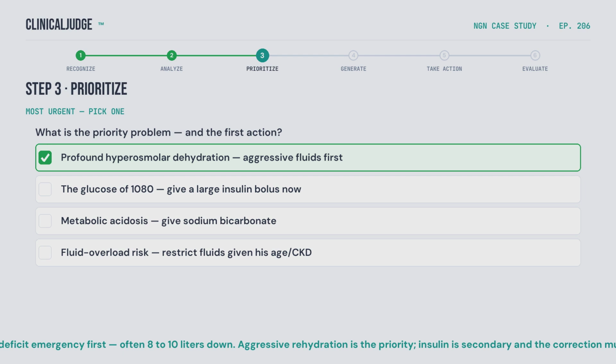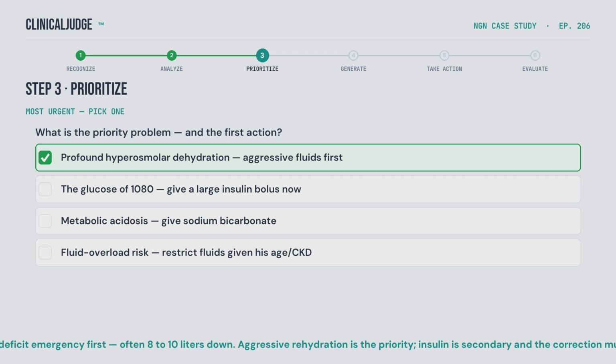Here is why. Patients in this state are often 8 to 10 liters down, a deficit far larger than in ketoacidosis. Simply rehydrating him will begin to lower the glucose and the osmolality on its own. Insulin matters, but it is second, and giving a large bolus to crash the sugar can drop his osmolality too fast and swell his brain.